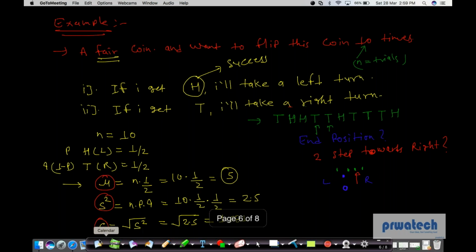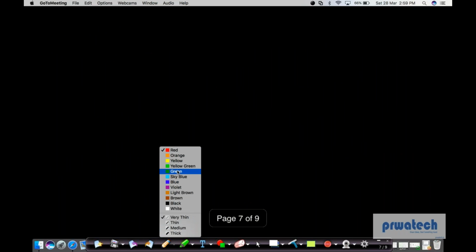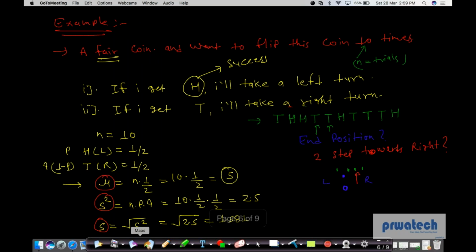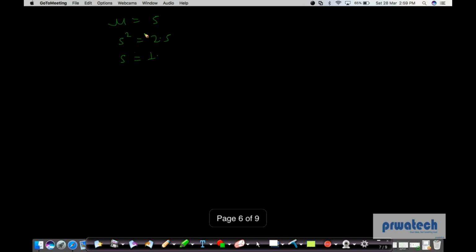I'll write all these values in my new cell. What is the value of mean? It is 5. What is the value of sample variance? It is 2.5. And what is the value of standard deviation? It is 1.581.